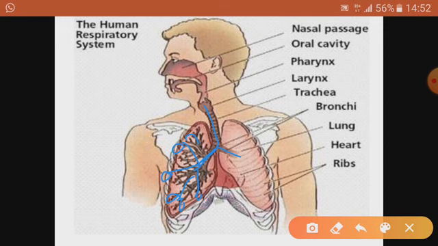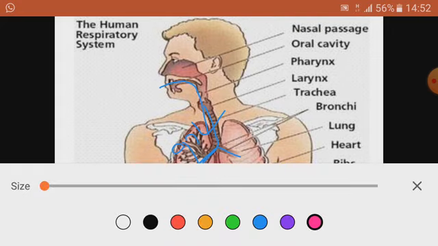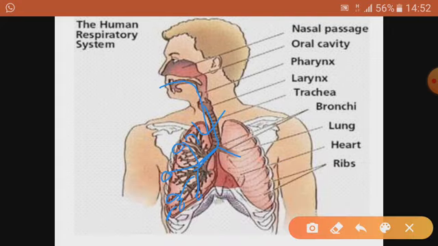Now it terminates into a bunch of grape-like structures. So this is the passage of the oxygen, how it enters inside the lungs. The carbon dioxide which is produced also follows the same route in reverse, a U-turn. From the alveolus it will come to the bronchioles, from the bronchioles to the bronchi, then it will move out of the lungs, come to the trachea, then larynx, then pharynx, then nasal passage, and then it will come out of the nose. So this is the route of carbon dioxide.